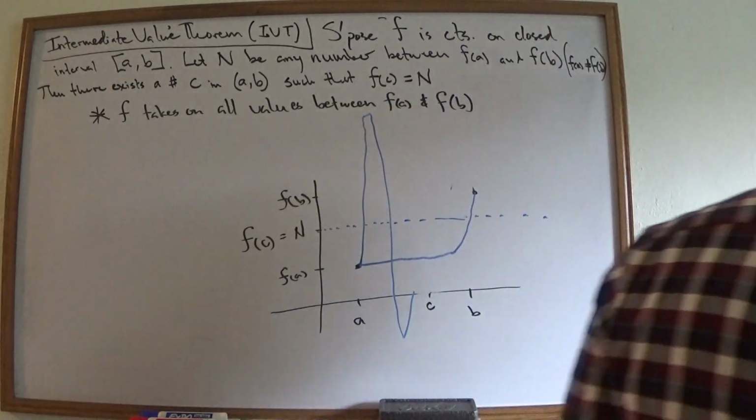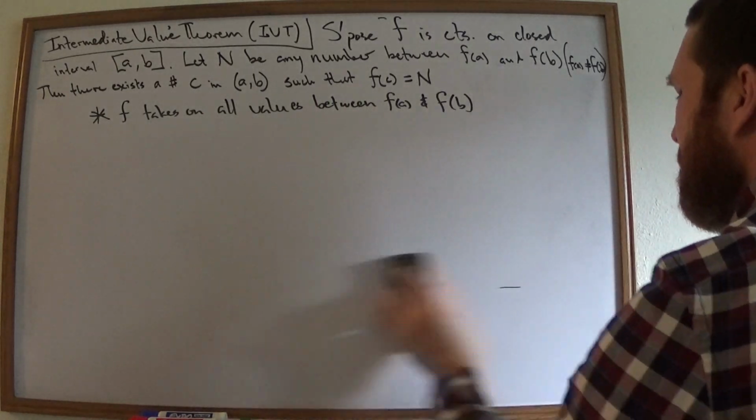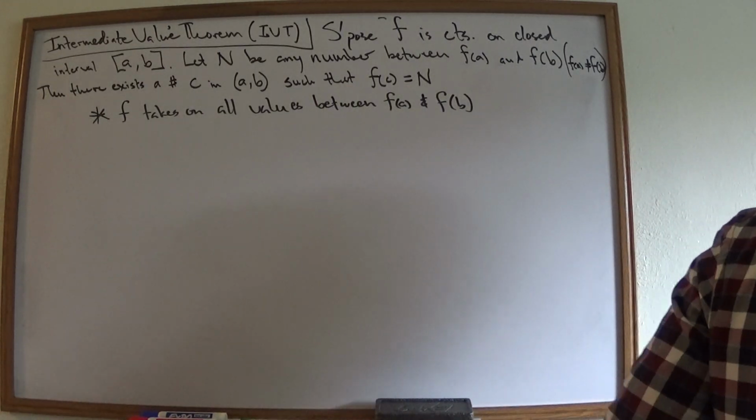Okay, everybody got that? Does this make sense? Intermediate value theorem, very, very useful for the rest of your life. Here's an example why.